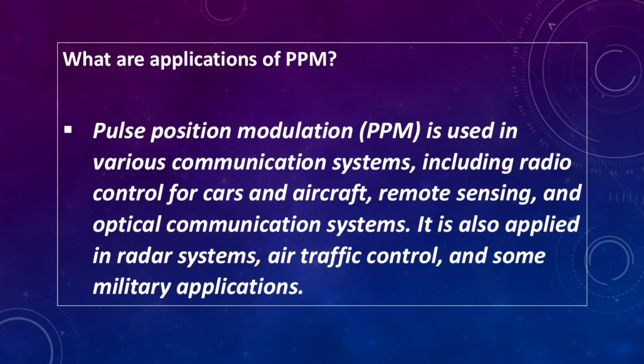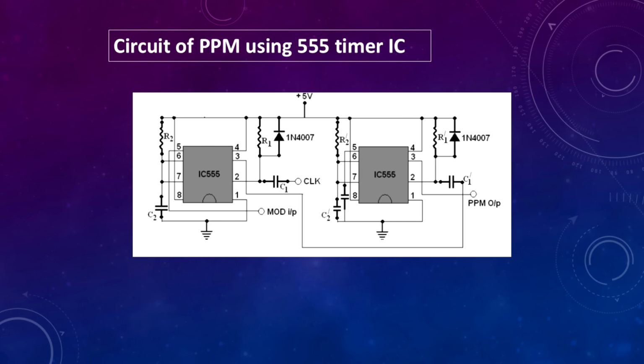What are applications of PPM? Pulse position modulation is used in various communication systems, including radio control for cars and aircraft, remote sensing and optical communication systems. It is also applied in radar systems, air traffic control and some military applications. Circuit of PPM using 555 timer IC is shown below.